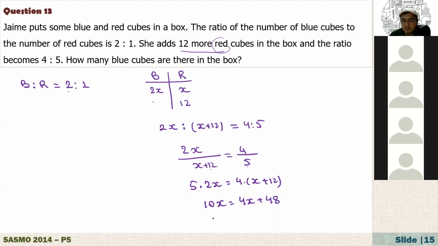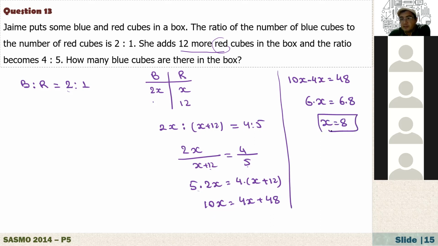Take 4x to the left-hand side. 10x minus 4x equals 48. That is 6 times x equals 48, which means that x equals 8. So that means that blue, how many? It is 2 times x, where x is 8. So that is 16.